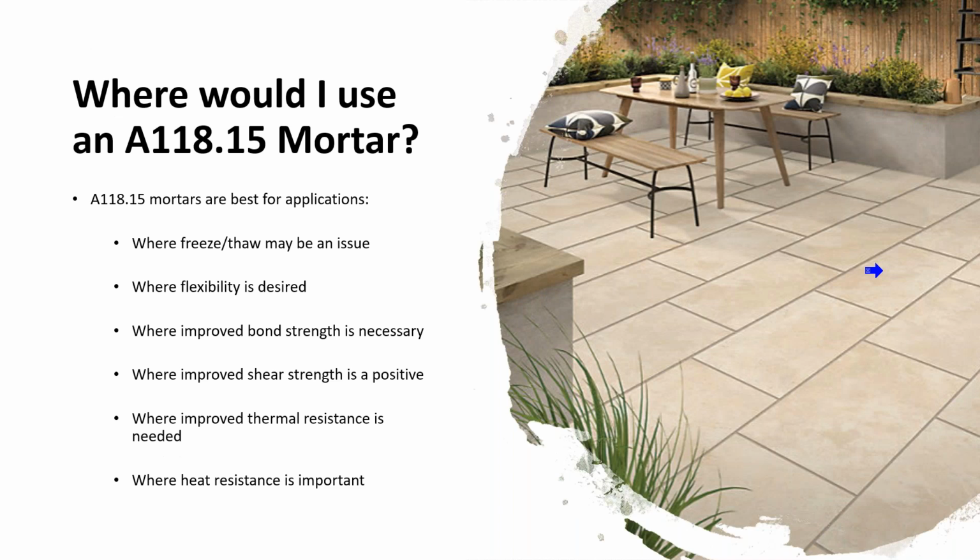Some areas where you might consider a 118.15 mortar: where freeze-thaw is important, like where Jim Olson lives right now, up in Minnesota; where flexibility is desired, maybe you've got an elevator lobby on the 14th story of a large commercial building and you know there's movement in that floor; where improved bond strength is necessary, we want to really have a good strength to the substrate; where improved shear strength is positive; where improved thermal resistance is needed, again, going from hot temperatures to quick cool down.